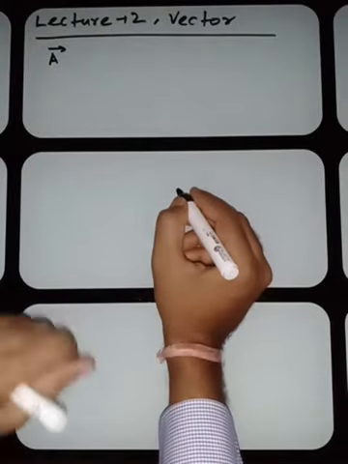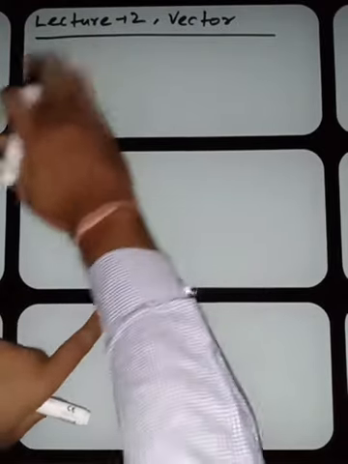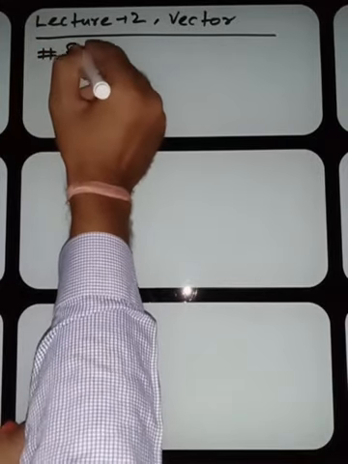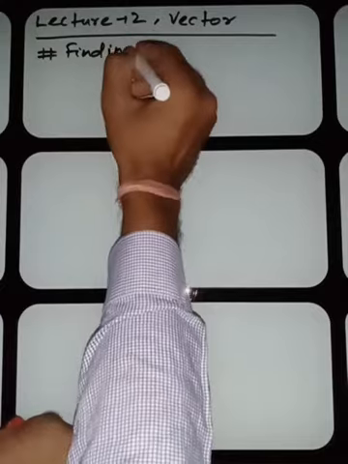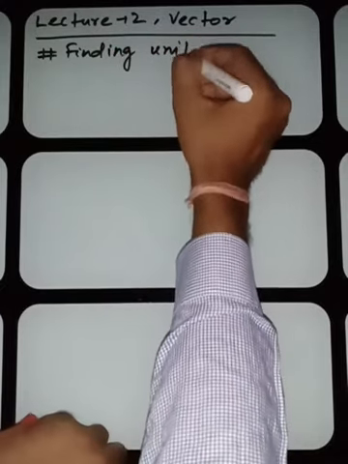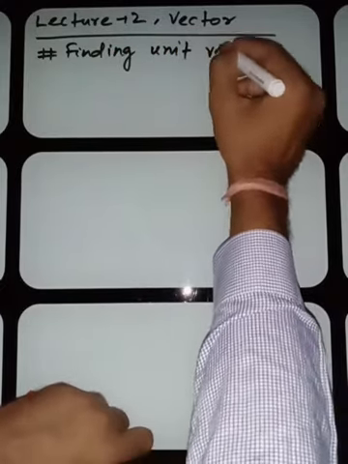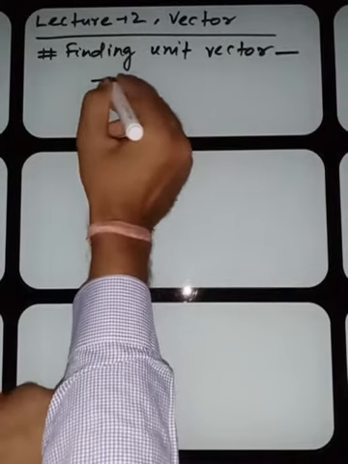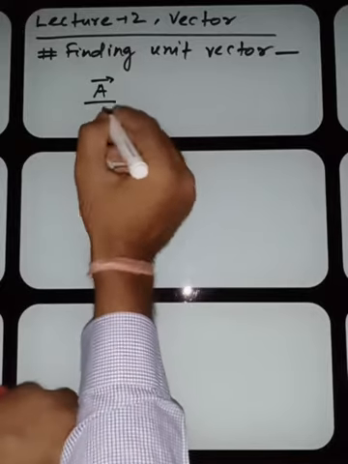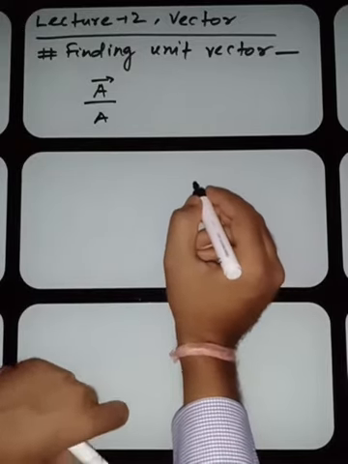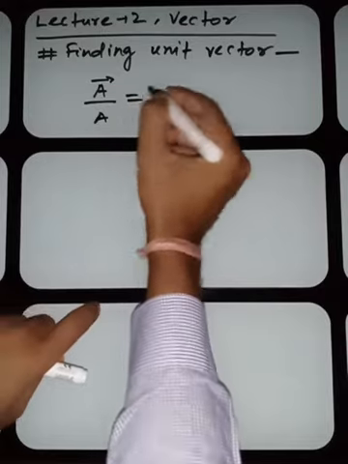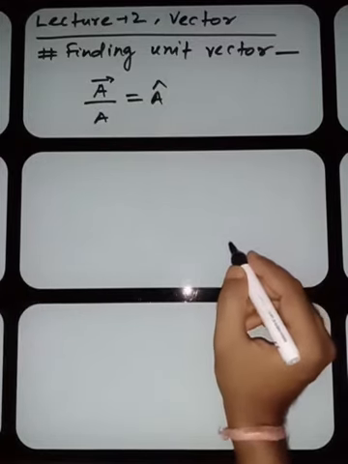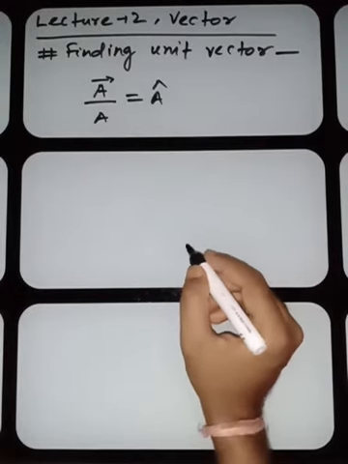Here, first let me write the topic: finding unit vector. Suppose we have a vector a. If we divide this vector a by the magnitude of vector a, then we have the unit vector of that vector.